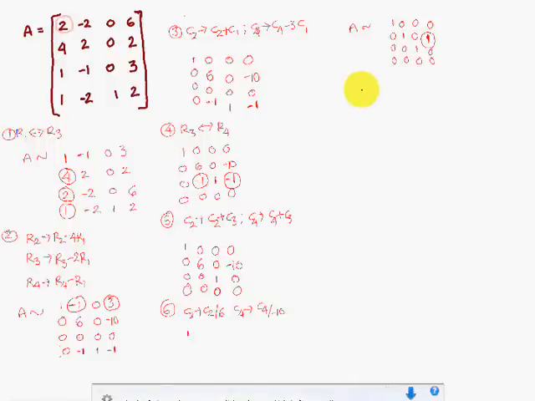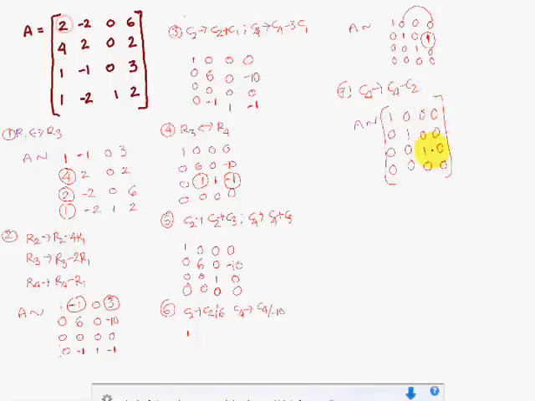Through which operation are we going to do that? I am doing C4 gives C4 minus C2. Therefore, A will become: first column is 1, 0, 0, 0, second column is 0, 1, 0, 0, and third column is 0, 0, 1, 0. Fourth column is C4 minus C2: 0 minus 0, 1 minus 0, 0 minus 0, and 0 minus 0. So finally, you are going to get this matrix.